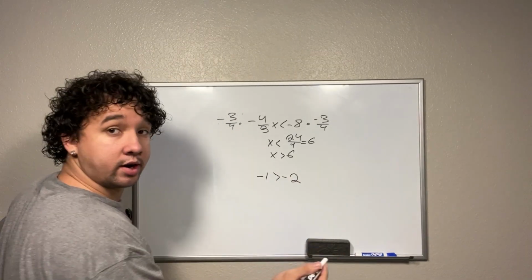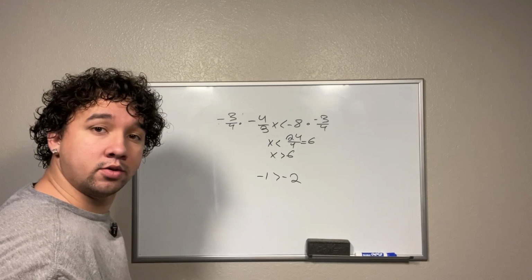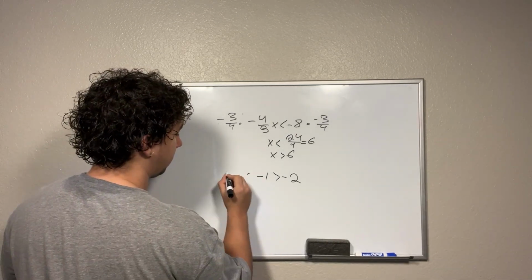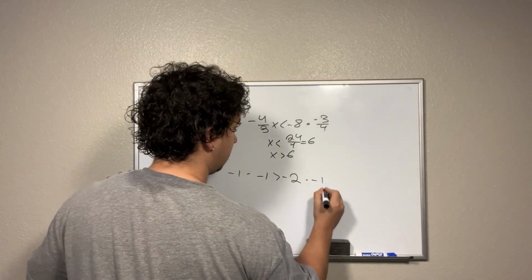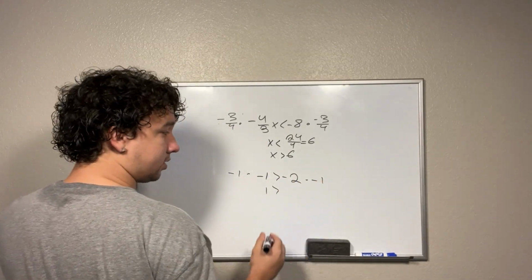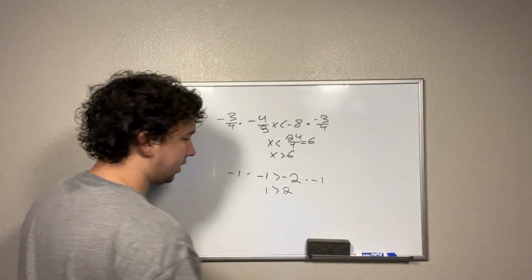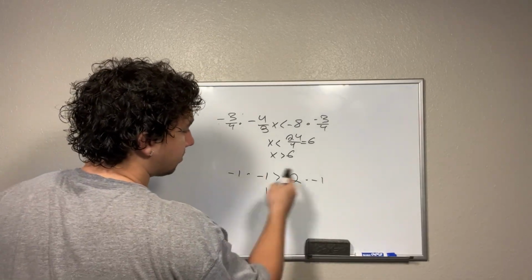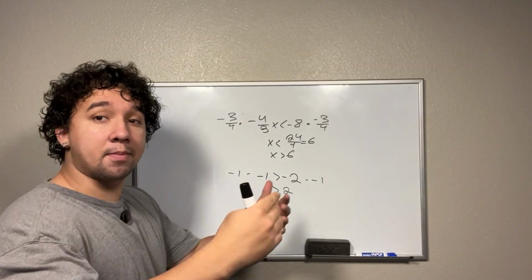Does everyone agree? Negative 1 is greater than negative 2, right? It's less negative, that's the reason why. But what if I multiply both sides times -1? Well, -1 times -1 is 1, and -2 times -1 is 2. Is 1 greater than 2? No. So when I multiply by a negative, that is the opposite, right?